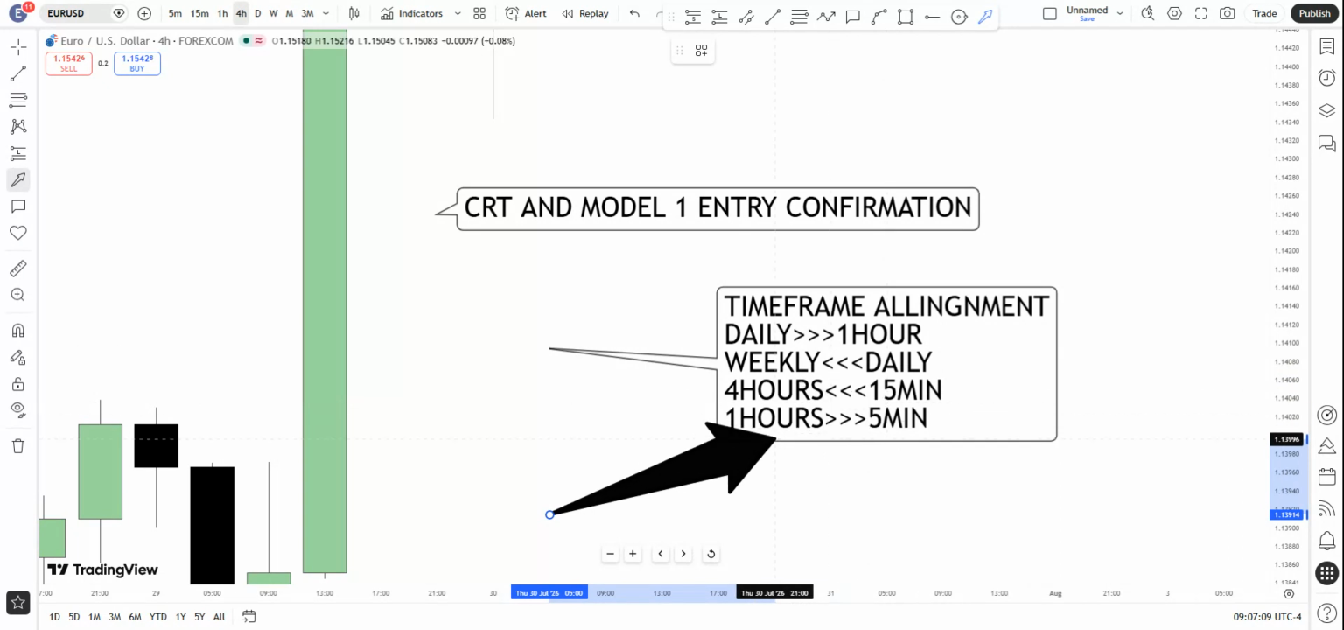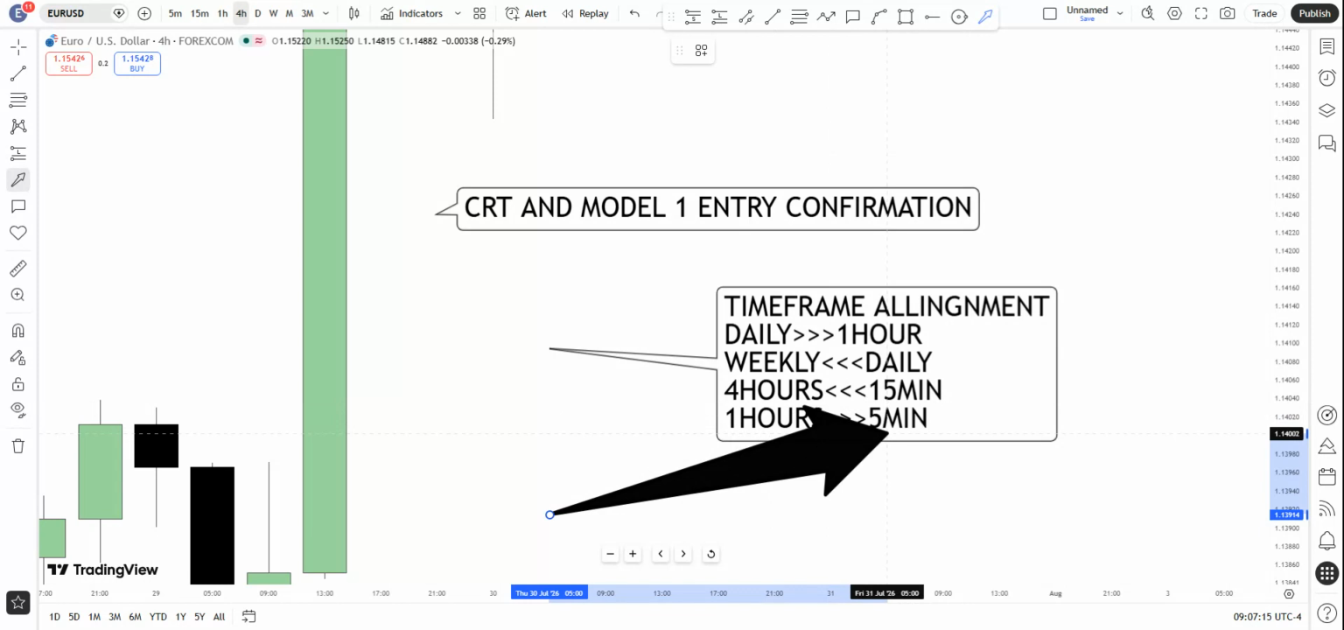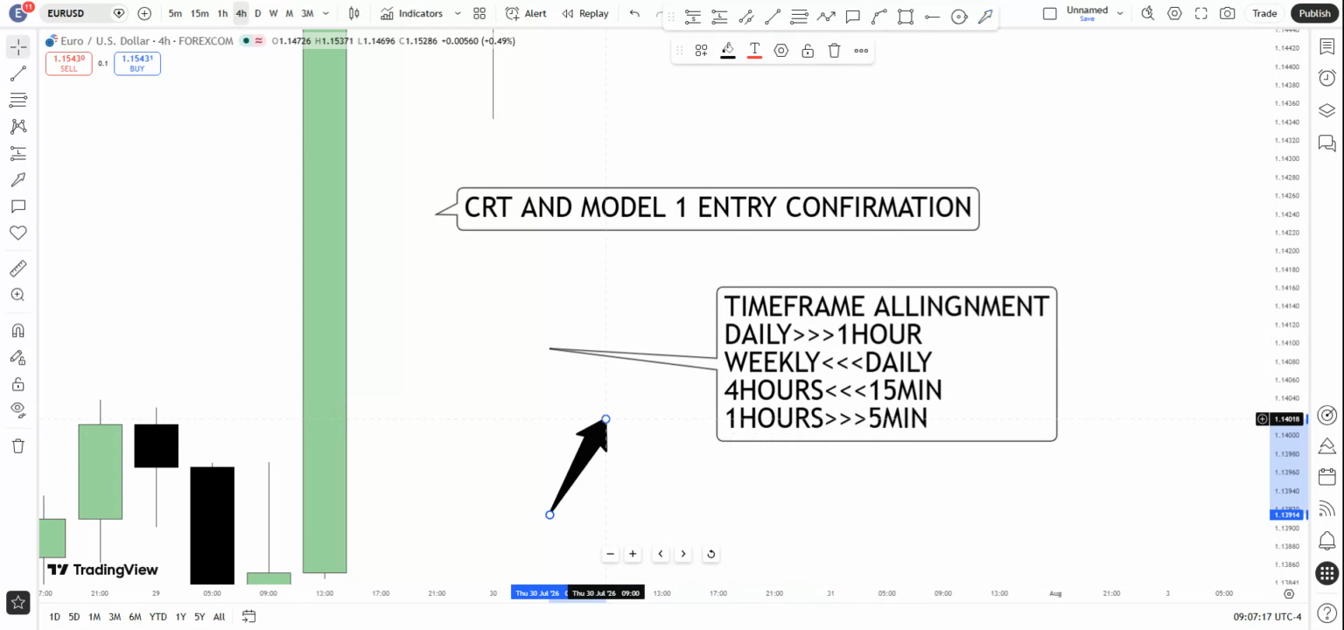The same thing happens on the 1 hour. When we get our CRT on the 1 hour, we are going to go straight to the 5 minute time frame and get our Model 1.